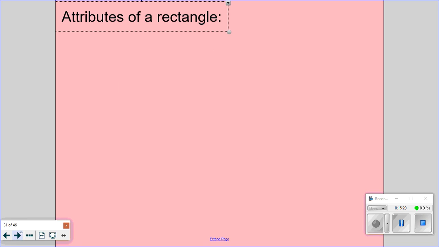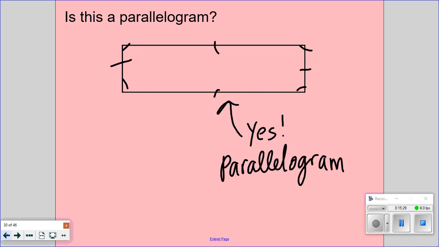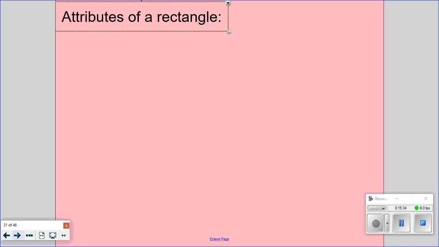Write this down. Could be the next blank page. Attributes of a rectangle. Most of us know that the shape that we just looked at, this one right here, we would also call a rectangle. So let's look at the attributes of a rectangle. What are the rules for a shape to be a rectangle? What might be one rule?